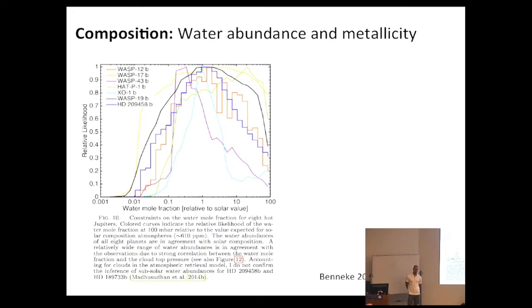Of water, okay. The spectrum even that I showed just a few slides ago. Okay, so this is showing a different interpretation of the HD 209458b transmission spectrum and showing a water abundance that's not subsolar, but with a large uncertainty.